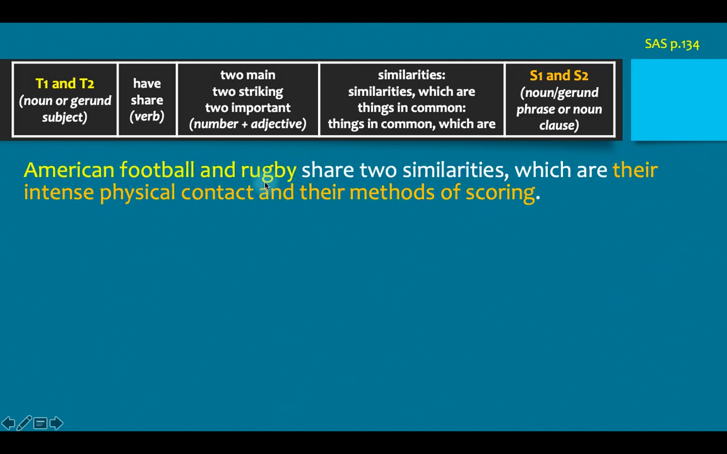American football and rugby share two similarities, which are their intense physical contact and their methods of scoring. You see here we have our T1 and T2, thing 1 and thing 2. We have our verb share. I say two similarities. I didn't put in an adjective. It's up to you. And I'm using this form, similarities, which are, and then I list my two things using parallel structure. Their intense physical contact and their methods of scoring. Subtopic 1 and subtopic 2. Let's look at the next one.